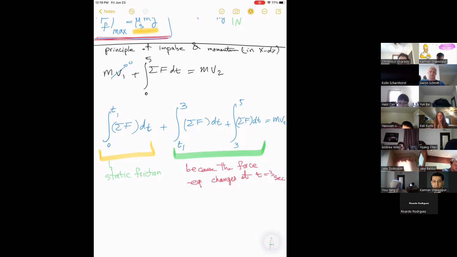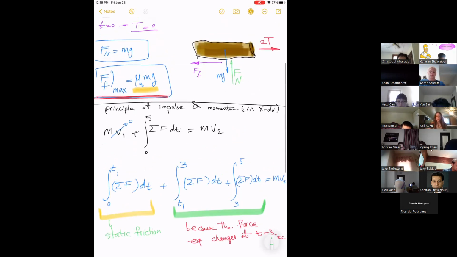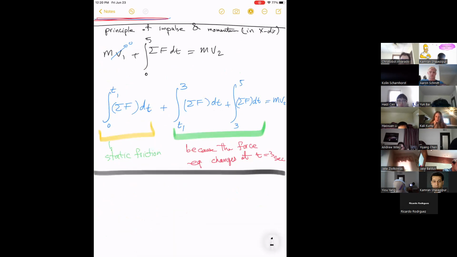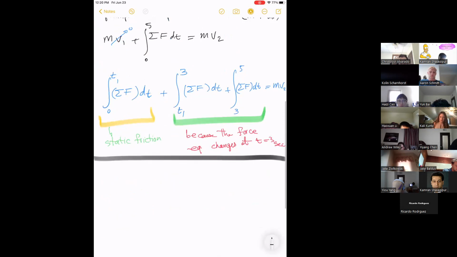when we have a static friction, technically, if you look at this free body diagram, we have 2T in positive and Ff in negative, right? So I'm going to substitute that. So from 0 to t1, I have 2T minus Ff dt, right?